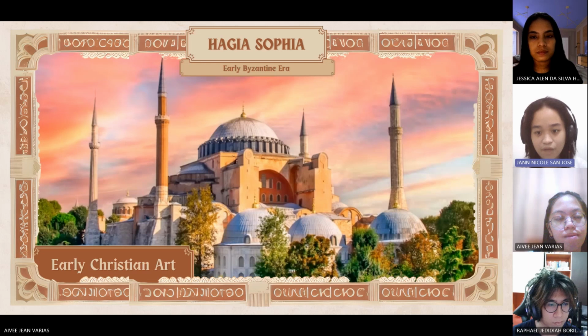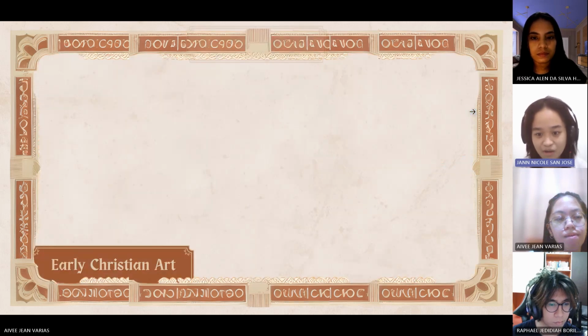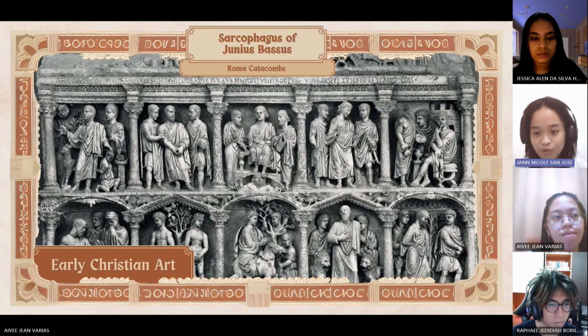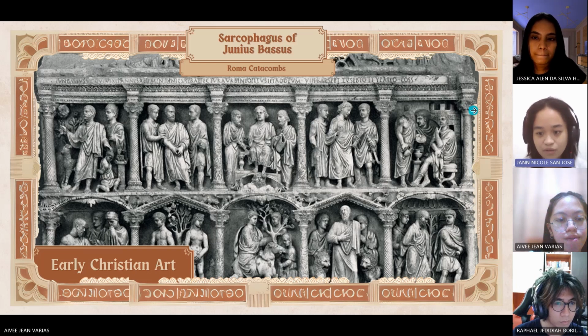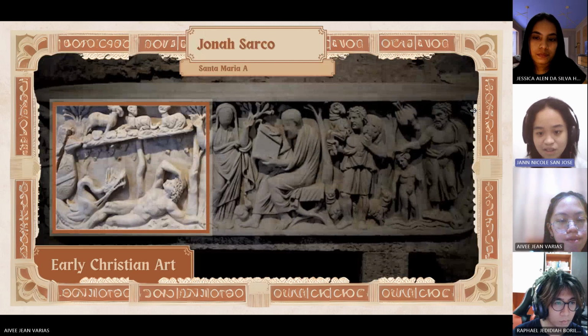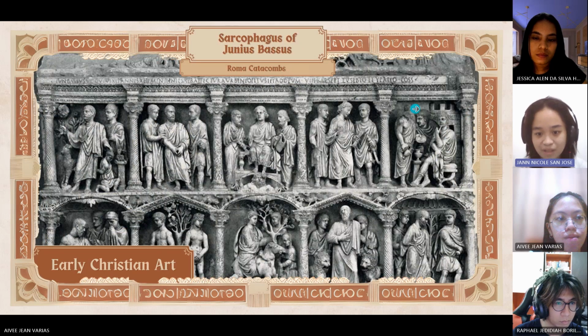The earliest identifiable Christian art consists of wall and ceiling paintings in the Roman catacombs. They provide an important record of some aspects of the development of Christian subject matter. Take, for example, the sarcophagus of Jonas Bassus. This tells the story of Christian imagery, making its mark on the visual landscape of burial practices.